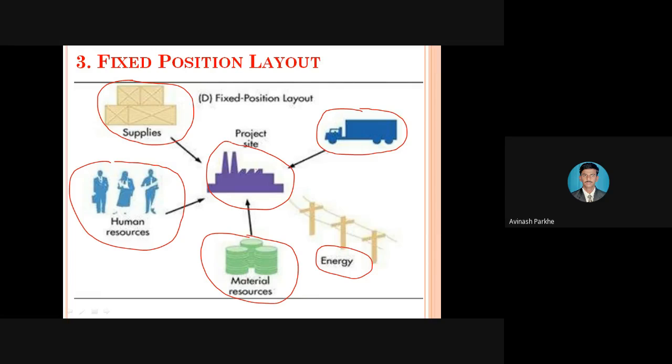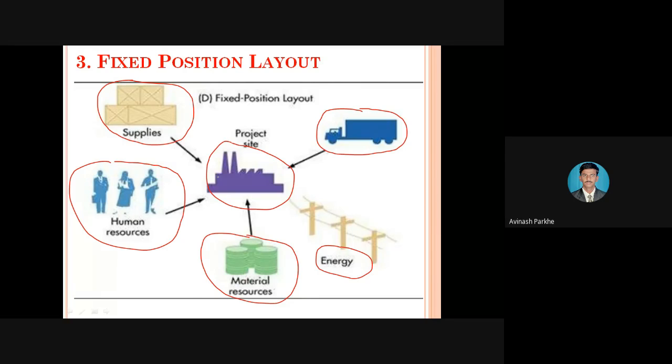It means your project site is totally stationary. Whatever resources are required, I will bring them near to that project site only. But in a process layout or a product layout, all the resources are not brought together. If I take the example of product layout, initially the lathe machine will perform, then the milling machine, then the drilling machine. Like that, the product will be moved in the forward direction, and at the end you will get the final product.